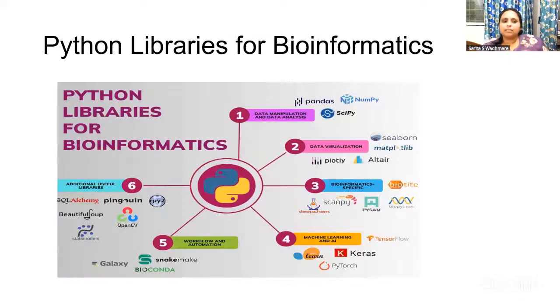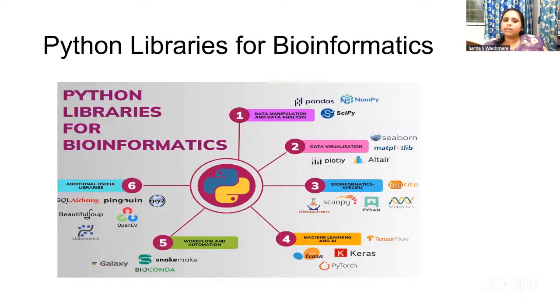To be specific about the Python libraries for bioinformatics, these are the libraries where we need to learn the code. All these learning materials are already available on YouTube, on Google, and even ChatGPT is present. But for that we need to learn the libraries.